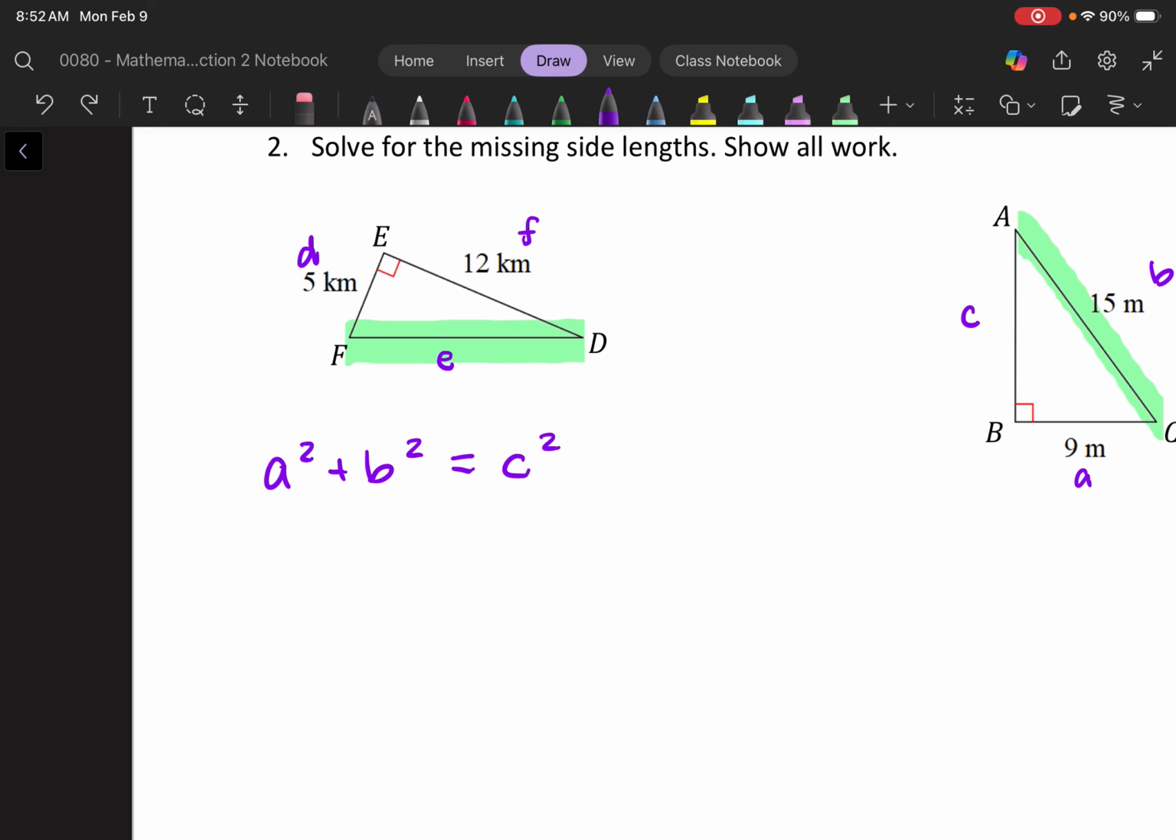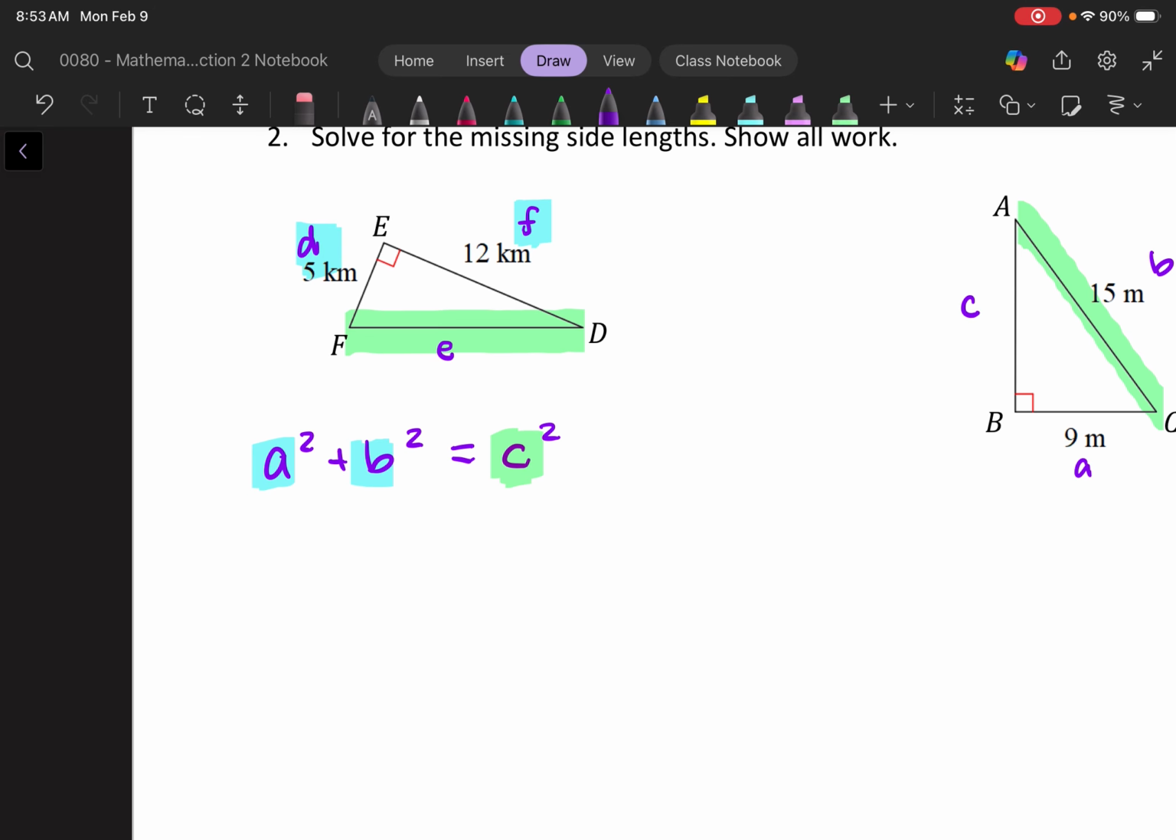Now, I've identified the hypotenuse, and remember that the hypotenuse has to go in that C position. A and B doesn't matter because I'm just adding them. So whatever those values are, I can substitute in. So I'm going to put D and F in any order that I want, but I'm going to go 5 squared for A squared and 12 squared for B squared.